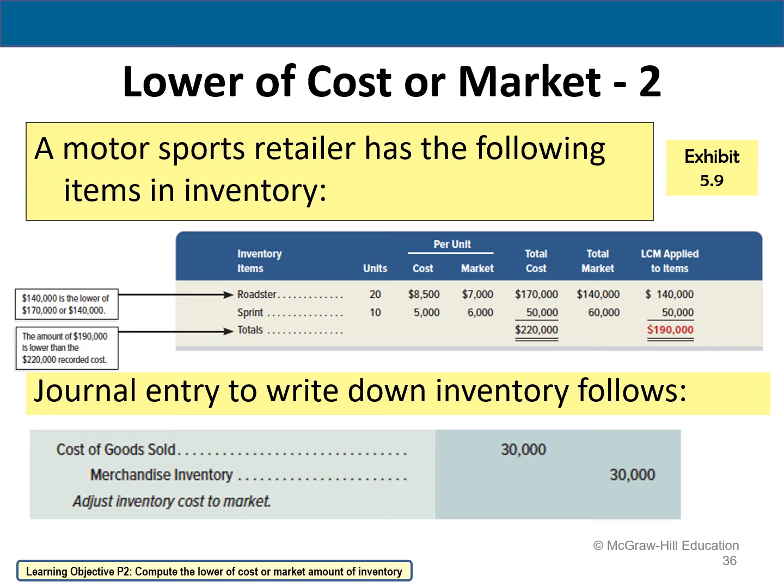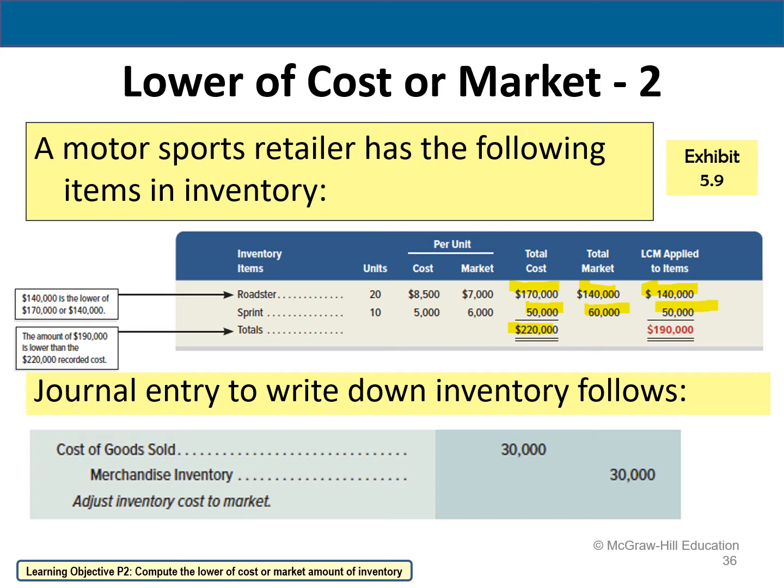So if a motorsports retailer has the following items in inventory, they've got Roadster and Sprint, 20 and 10 units. The total cost is $220,000, $170 for these and $50 for these. The market is $140 and $60. So if we're reporting the Roadster at the lower of cost or market, market's the lower one, so we need to report that at $140. And the lower of cost or market for Sprint, cost is the lower one, so that's $50.